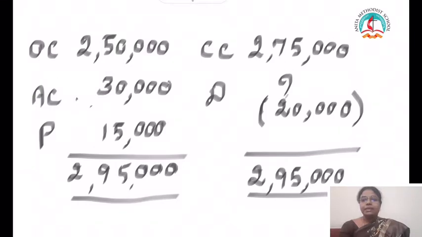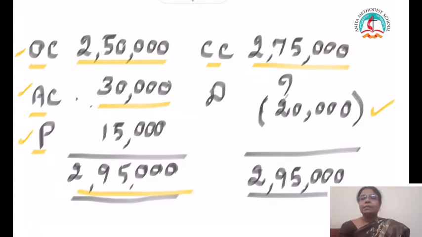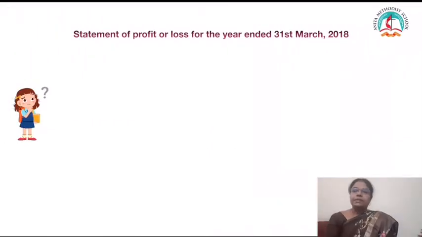Now we have to calculate the drawings. So opening capital, it is given in the sum as 2,50,000. Additional capital 30,000 and profit made during the year 15,000. And closing capital is 2,75,000. So you have to calculate the drawings now. So opening capital plus additional capital plus profit comes to 2,95,000. In that minus closing capital 2,75,000. So the difference drawings is 20,000. Now let us solve the problem.